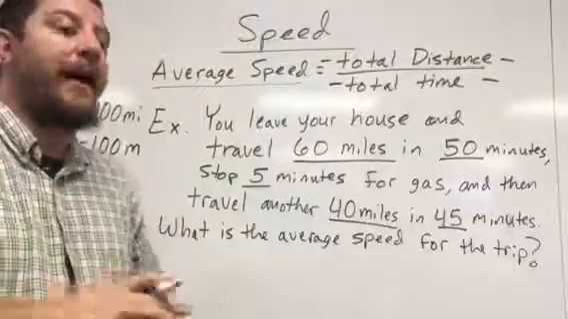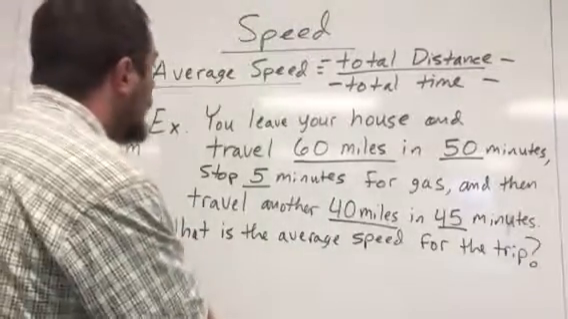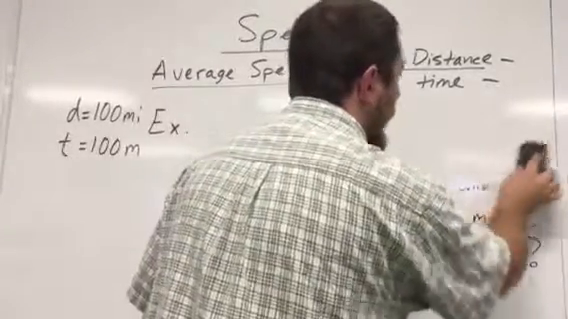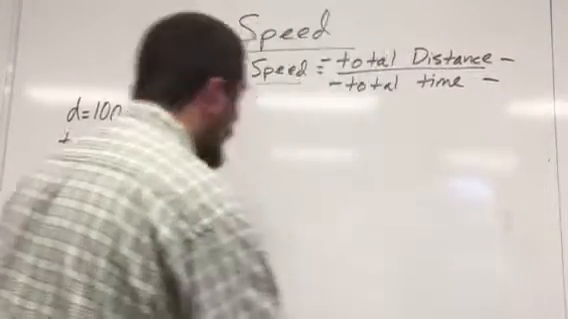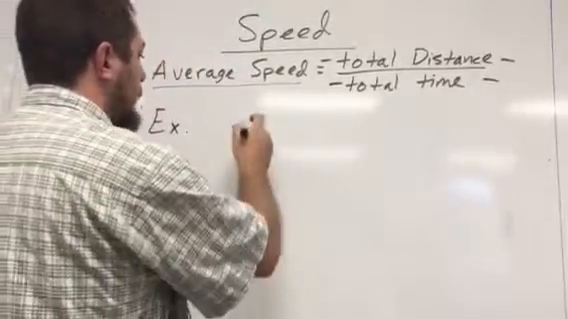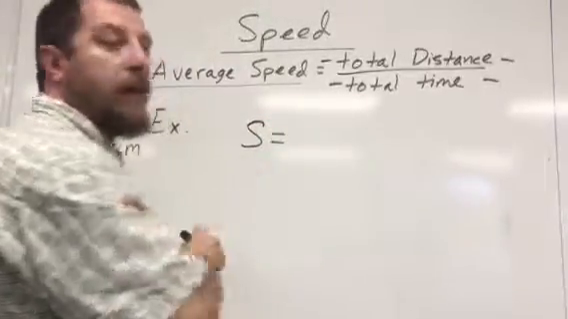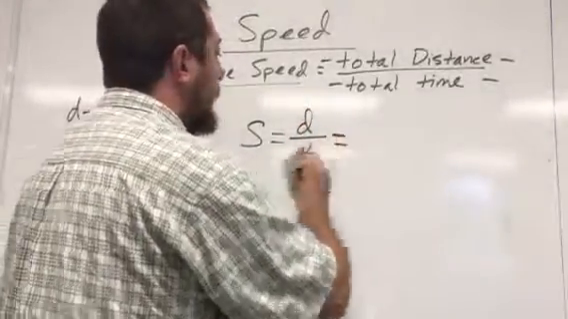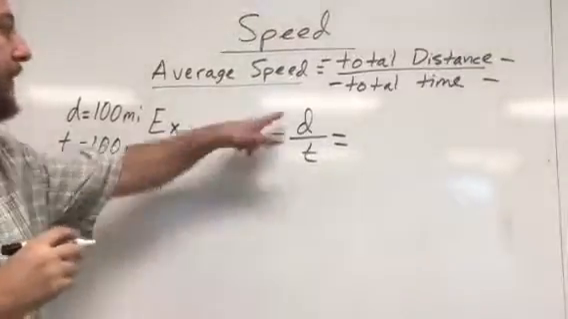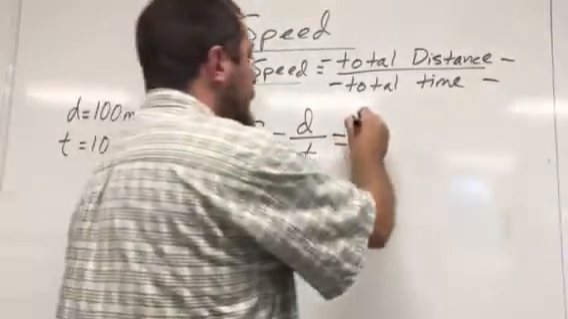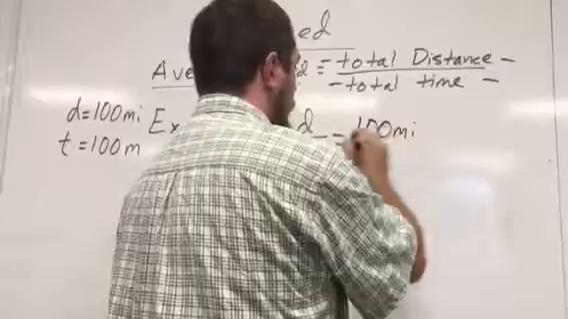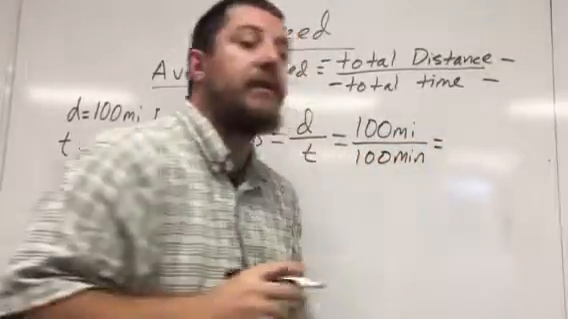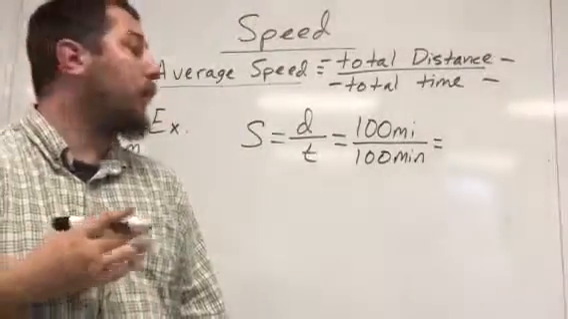Okay, so what was my average speed for the trip? Well, my average speed for the trip, if I apply my formula, is going to be, and we write it shorthand as S equals D over T, right? Distance over time. And my distance, again, was 100 miles. And my time was 100 minutes. And so this gives me an answer of 1 mile per minute.